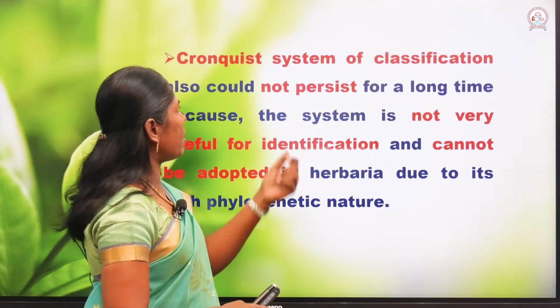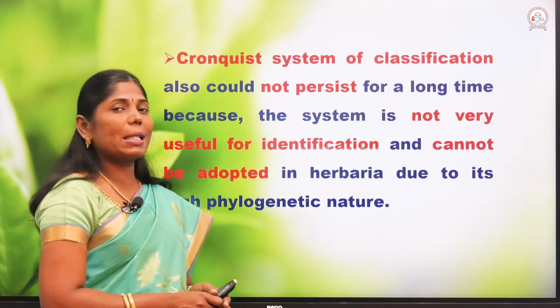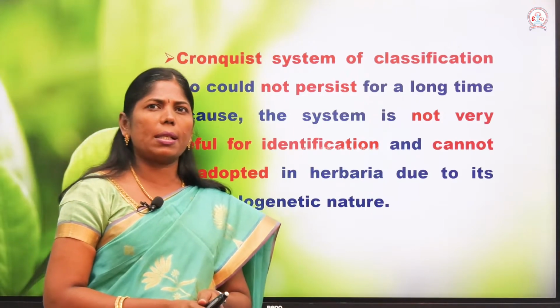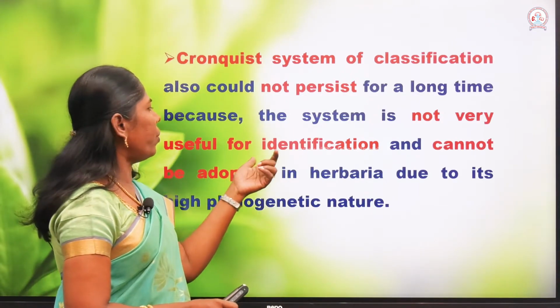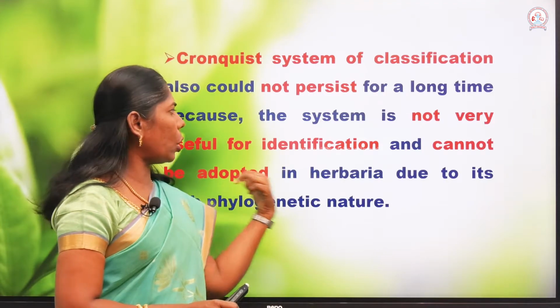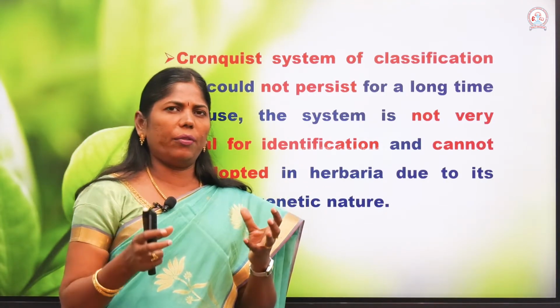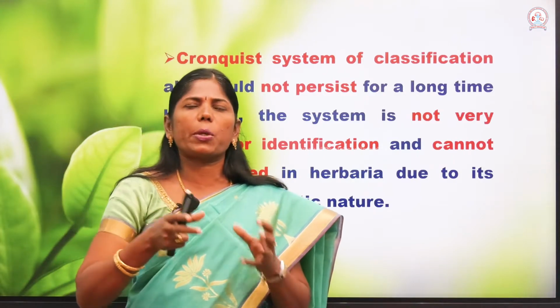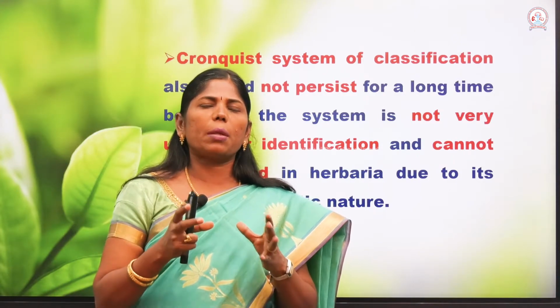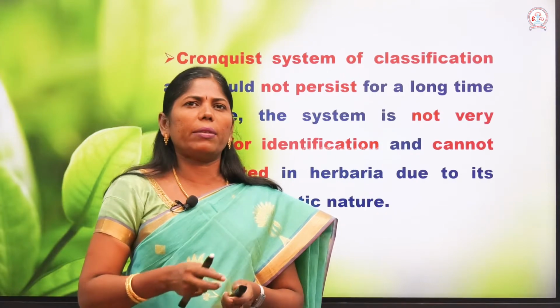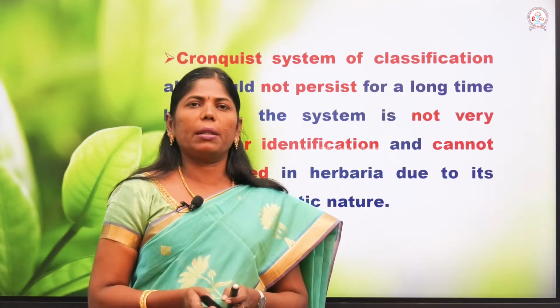So the Cronquist system of classification also could not persist for a long time because the system is not very useful for identification and cannot be adopted in the herbaria. Okay, identification was not possible. So the species with phylogenetic characters could not be preserved in the herbarium, and for that reason they did not continue it and did not use it.